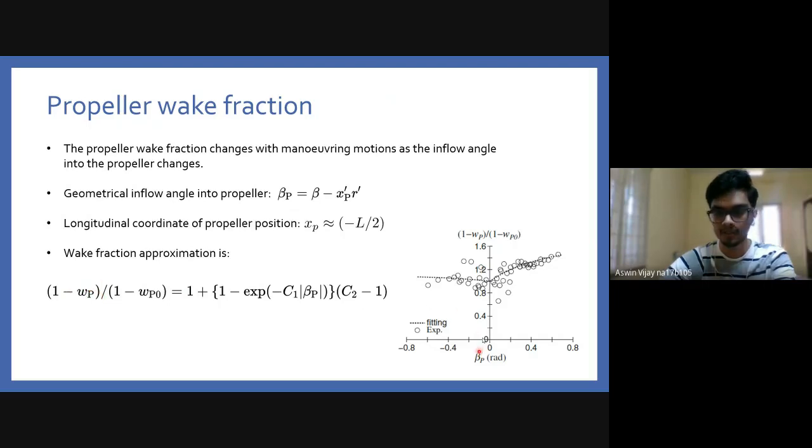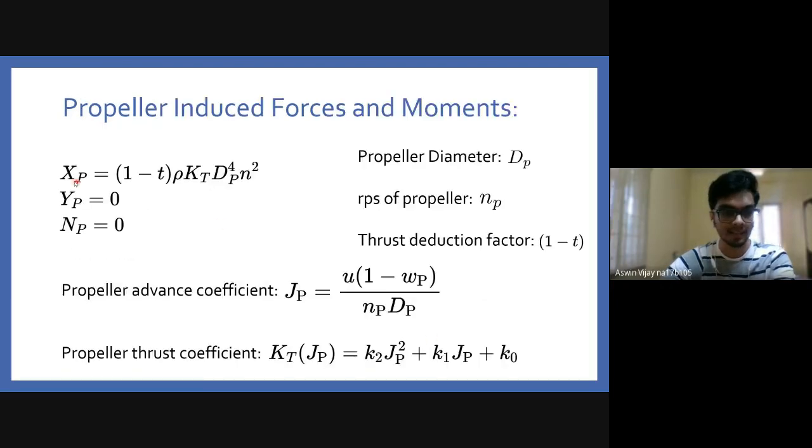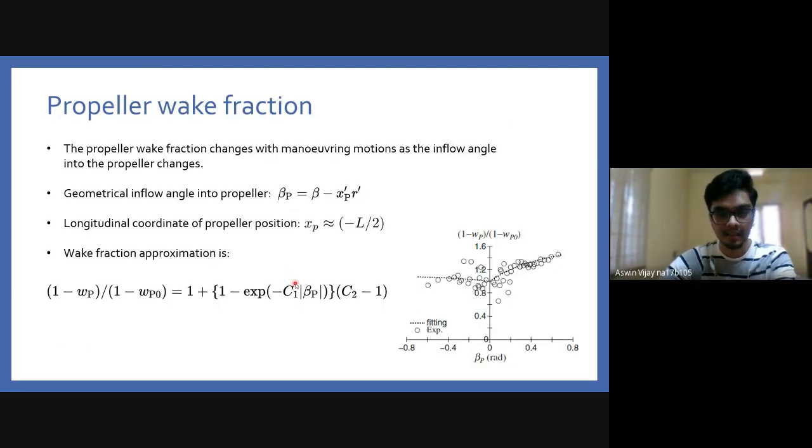If you plot it, you will see that it's different for positive and negative beta p. So in this approximation of the wake fraction described in the paper, the values of C1 and C2 are different for positive and negative beta p, which in turn affects the net XP. Which means depending upon the rudder, whether delta is positive or negative, the net thrust is different once it attains steady state.